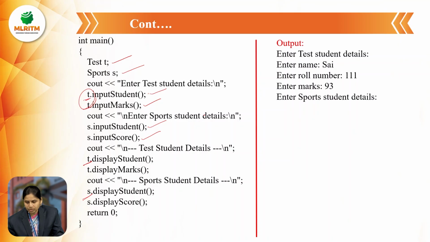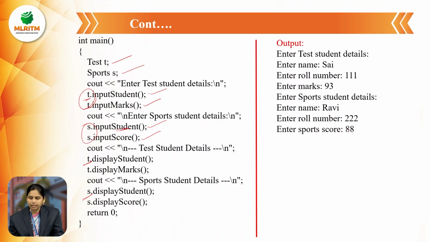Next, enter sports student details. Now, we can take the values of the student by using the object S. S is an object for the sports class. So, by using a different object, we are calling the same function. Name Ravi, roll number 222, and the score is 18. Now, these three values are taken by the object T. These values are taken by the object S.